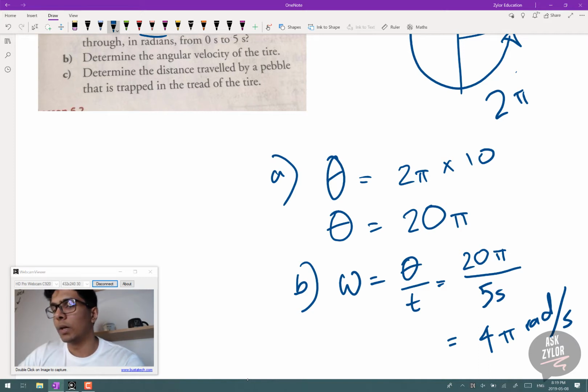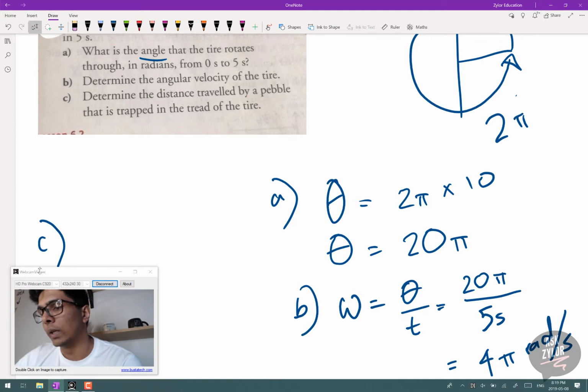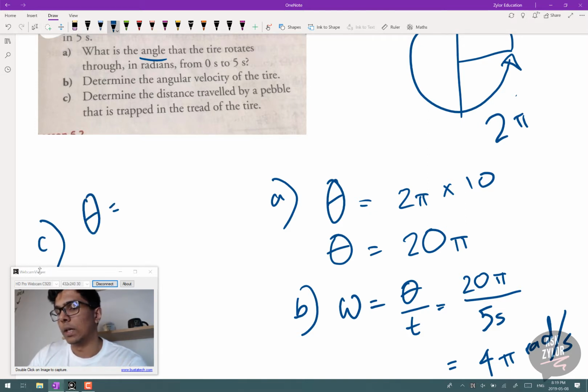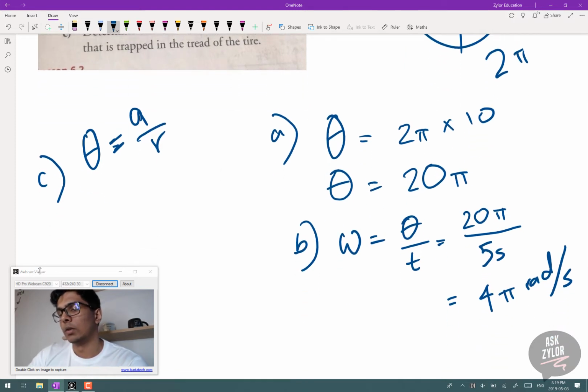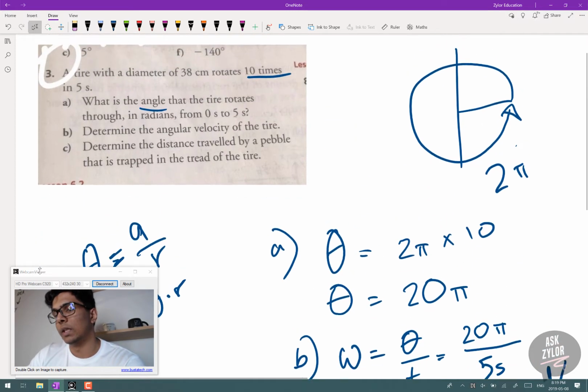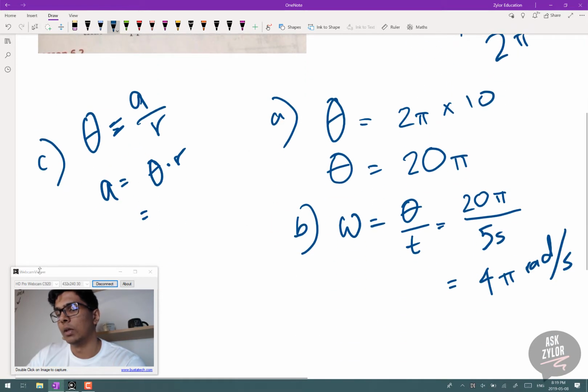Okay, and then part C is saying determine the distance traveled by a pebble that is trapped in the tread of the tire. So determine the distance traveled, we can assume it's the distance traveled in the first 5 seconds. Okay, so we know the angle, and we're trying to find the arc length essentially. Arc length divided by radius. So my arc length, if I isolate for that, will be the angle times my radius. They've given me the diameter, so I just need to divide that by 2. So I do 38 over 2 as my radius, and my angle is going to be 20 pi.